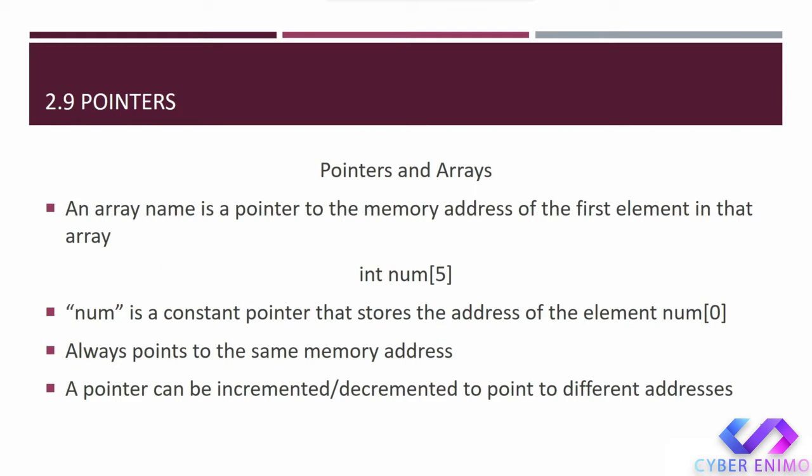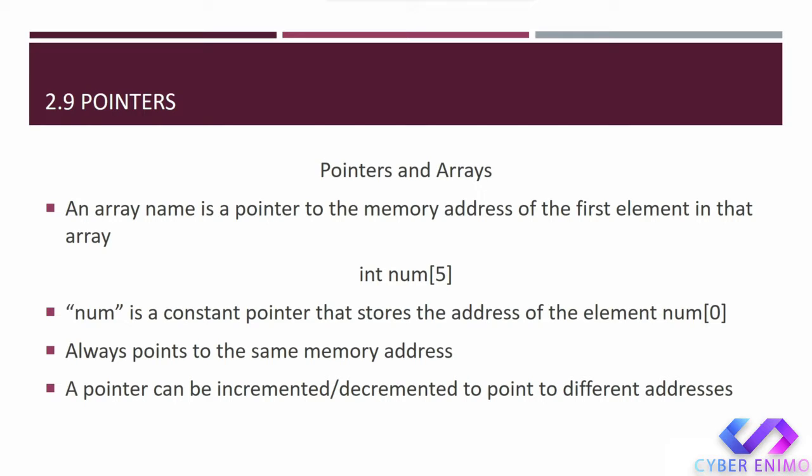The last topic for this video is pointers and arrays. Pointers and arrays are related because an array is really a pointer that points to the memory address of the first element in that array. So if we have an array of 5 integers, int num with a size of 5, num is the name of that array.